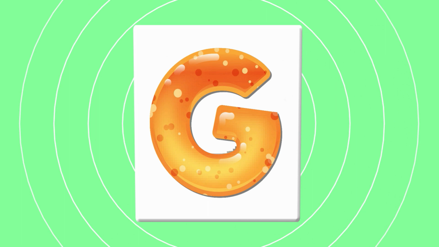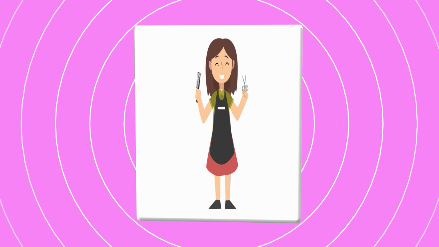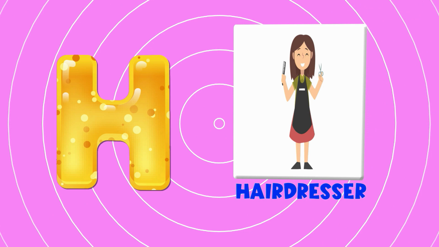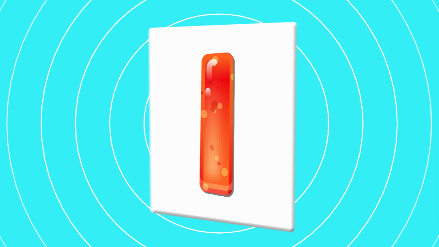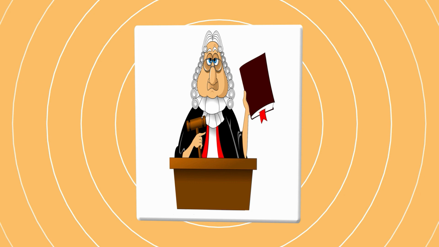G is for gardener. H is for hairdresser. I is for ice skater. J is for judge.